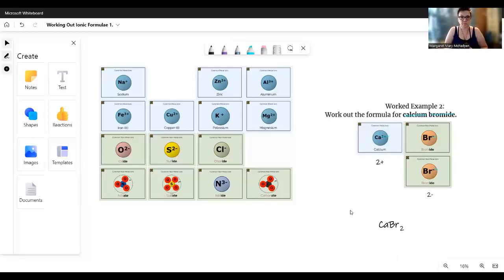So your turn now. What I suggest you do is pause the video at this point and have a go at the other examples on the worksheet. And then once you've had a go at that using the Chemcards and writing the formula, come back and you can check your answers. I'll put them up while you're doing that exercise. Okay, go for it.